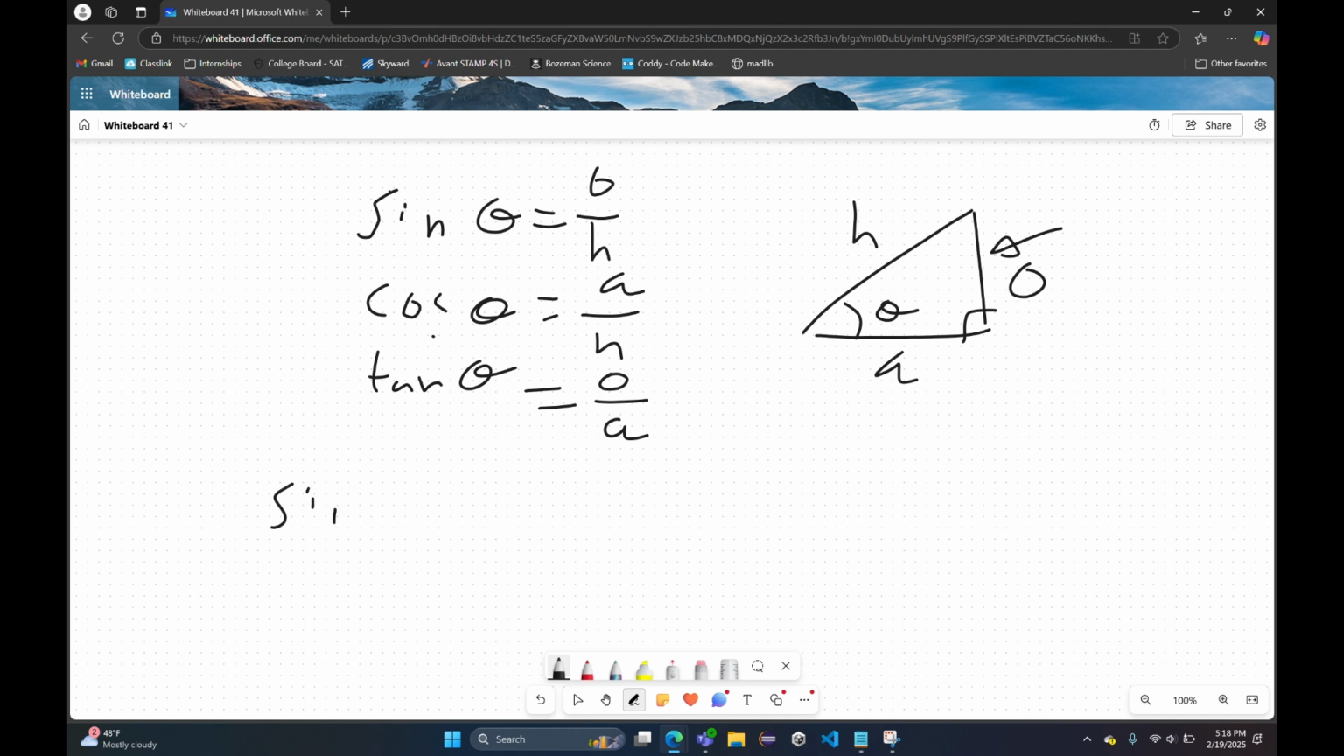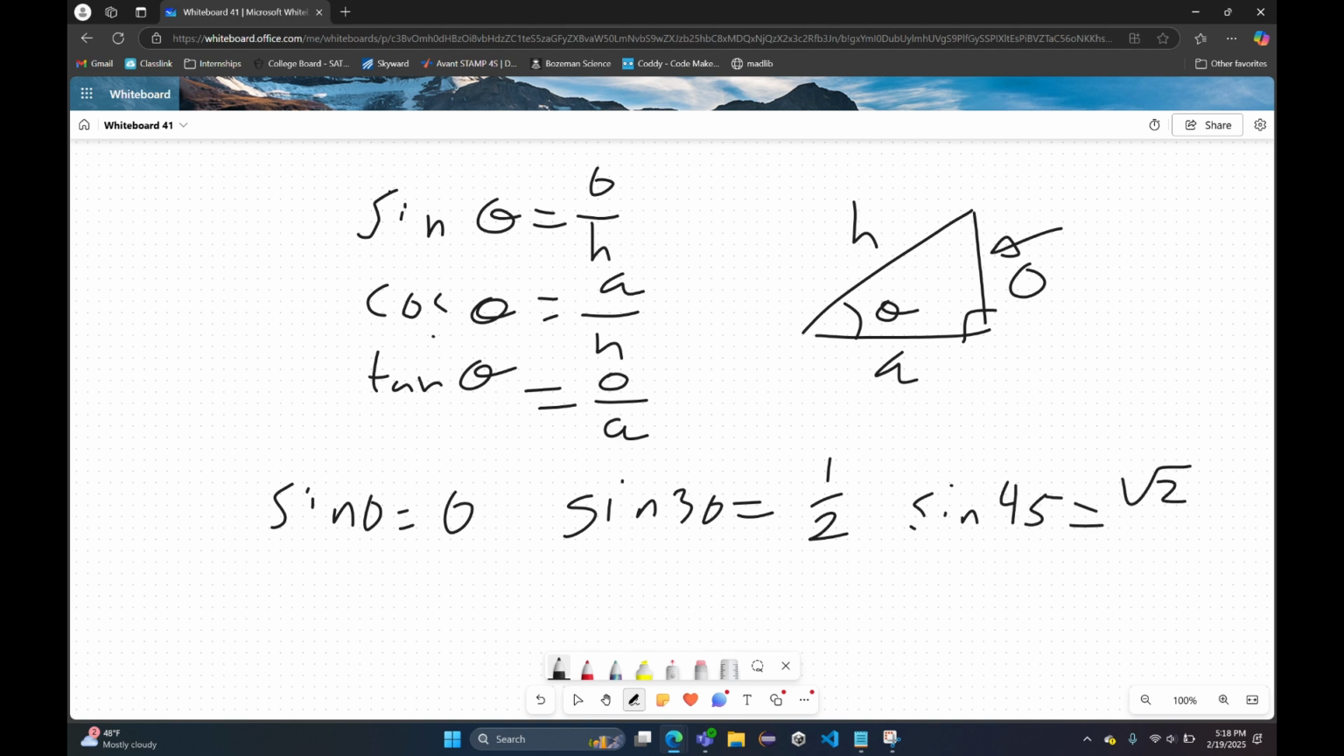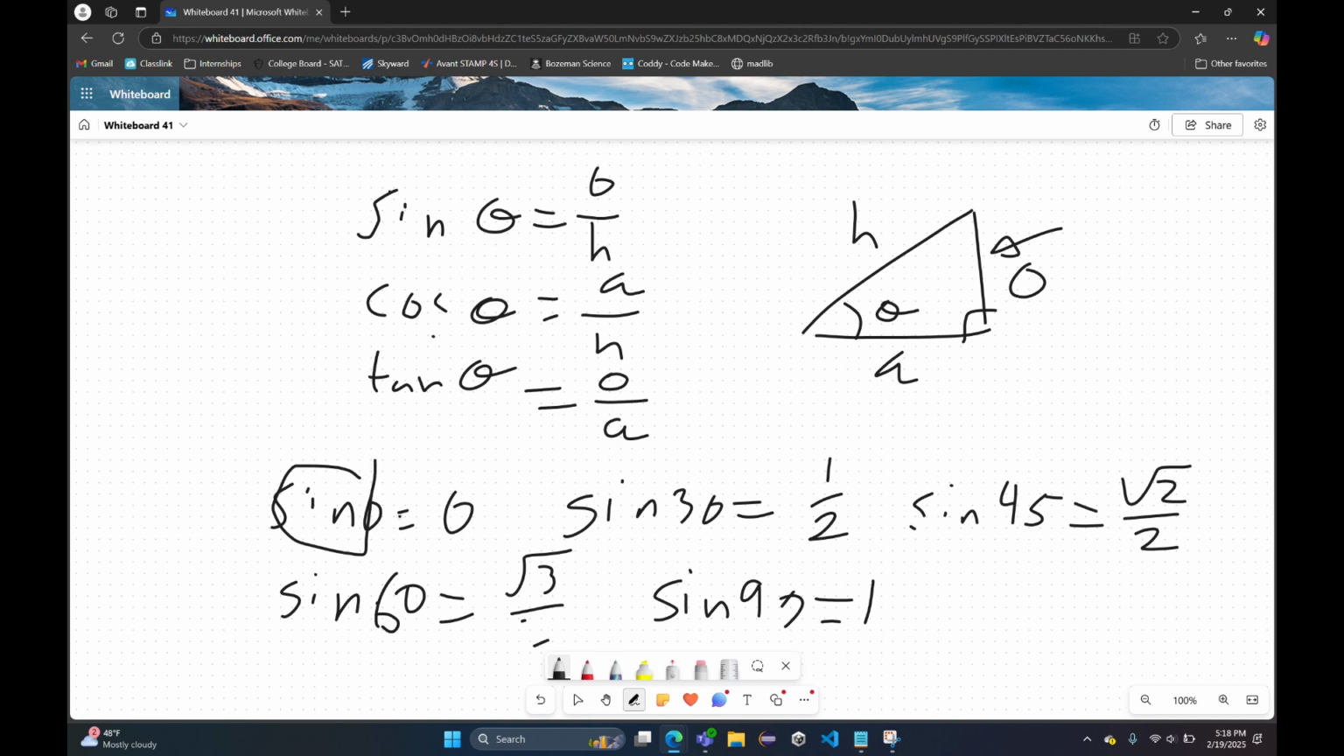For example, we know that sine of 0 equals 0, sine 30 equals 1/2, sine 45 equals root 2 over 2, sine 60 equals root 3 over 2, and finally sine 90 equals 1. Okay, so that's super cool. Given a theta, we can find the ratio using our trigonometric functions.